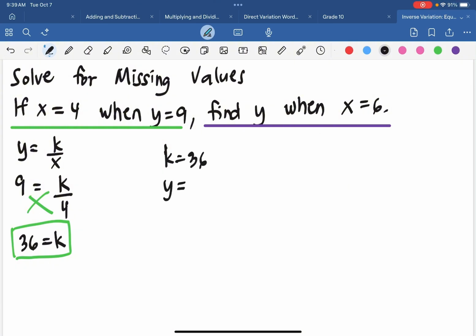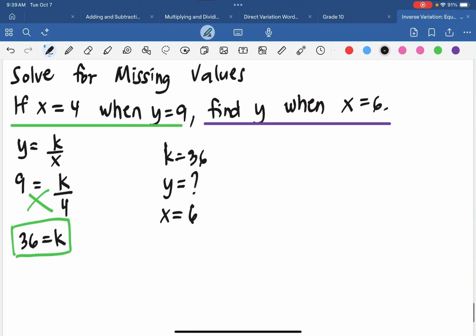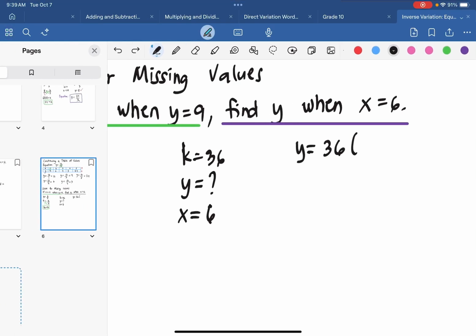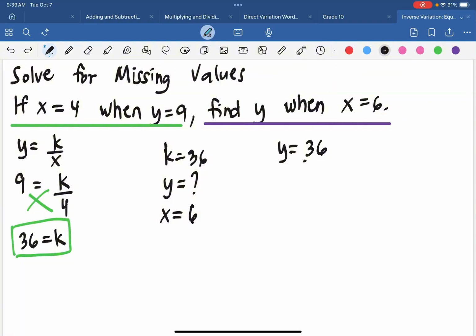The y here in the second part is missing, and the value of the new x is 6. So we can write it like this: y equals 36 over 6. So that means the value of y is 6. And here is the value of what we are looking for based on the given problem.